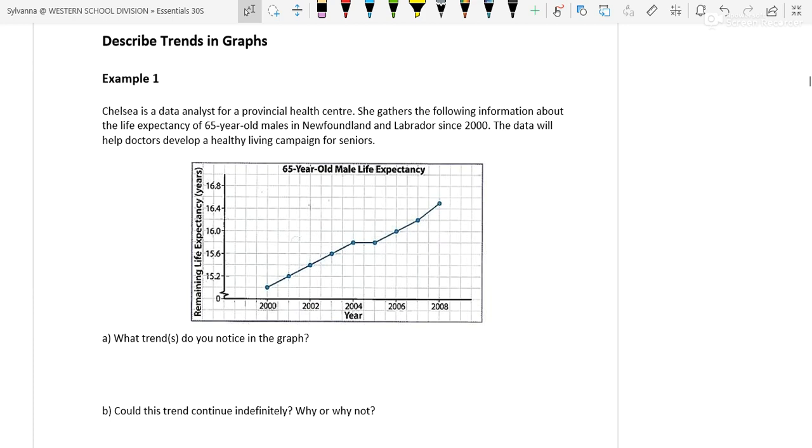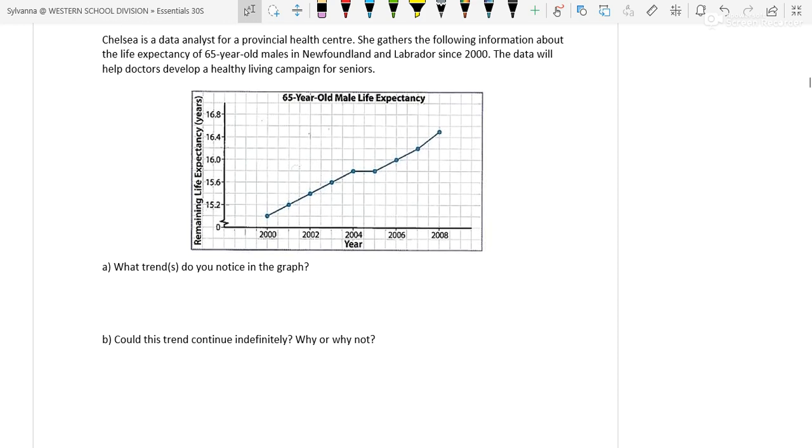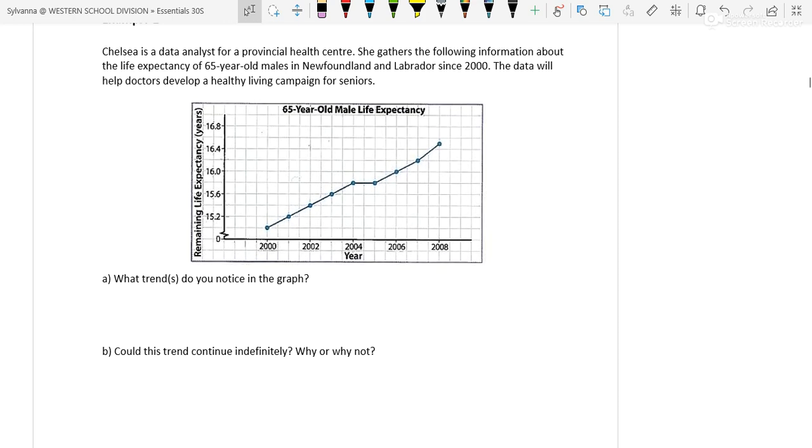Now we're going to look at describing trends in a graph. Chelsea is a data analyst for Provincial Healthcare. She gathers the following information about the life expectancy of a 65-year-old male in Newfoundland and Labrador. This data will help doctors develop a healthy living campaign for seniors. What trends do you notice in this graph?